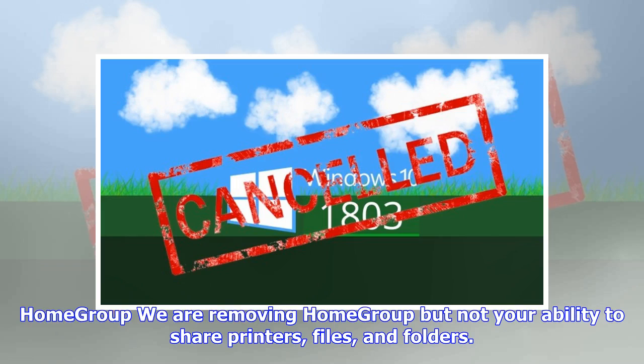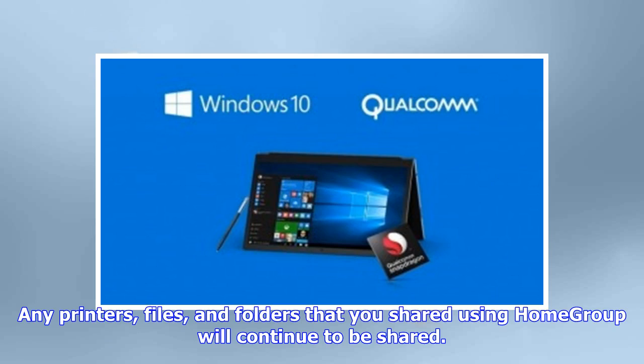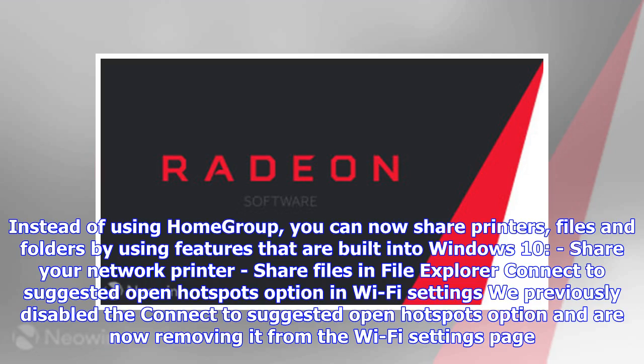Home Group. We are removing Home Group but not your ability to share printers, files, and folders. When you update to Windows 10 version 1803, you won't see Home Group in File Explorer, the Control Panel, or Troubleshoot Settings update. Any printers, files, and folders that you shared using Home Group will continue to be shared. Instead of using Home Group, you can now share printers, files, and folders by using features that are built into Windows 10. Share your network printer, share files in File Explorer.